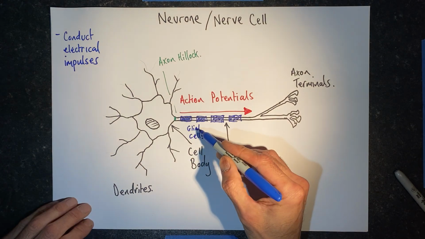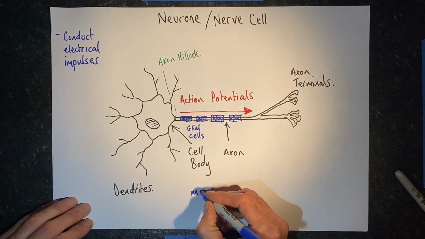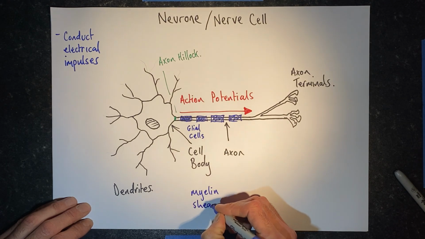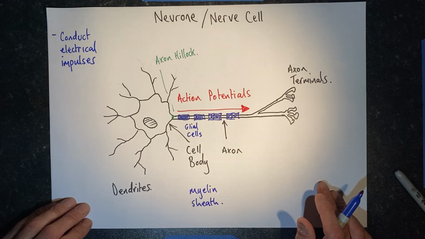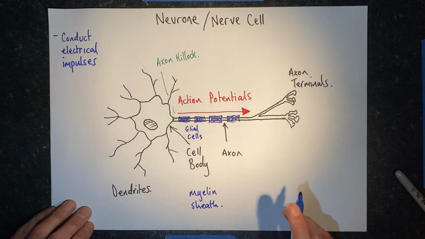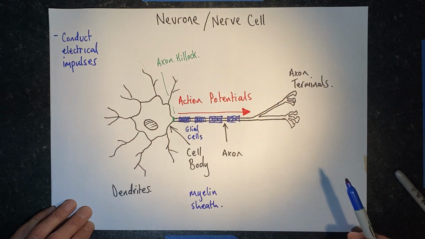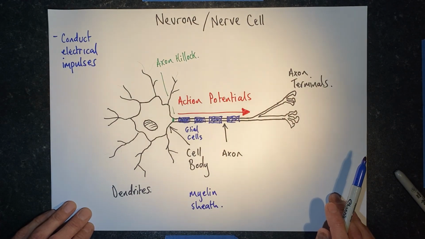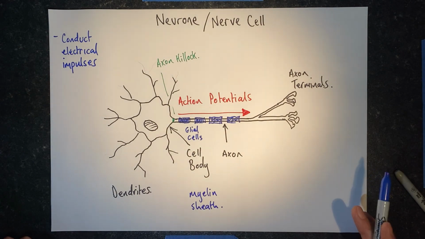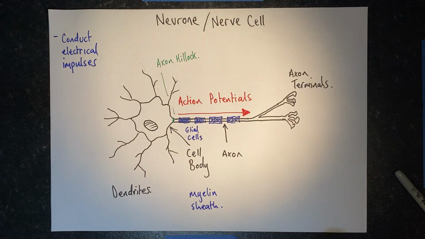Okay, now these glial cells are providing what is known as a myelin sheath. Now in the peripheral nervous system, these cells will be known as Schwann cells, and in the central nervous system these cells are oligodendrocytes. But again, we will come back to this in more detail in another video.